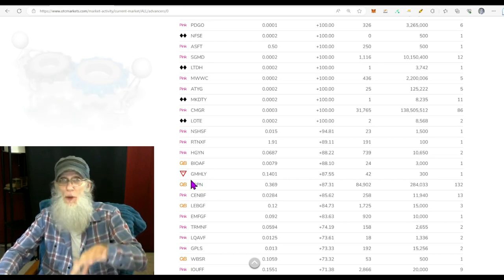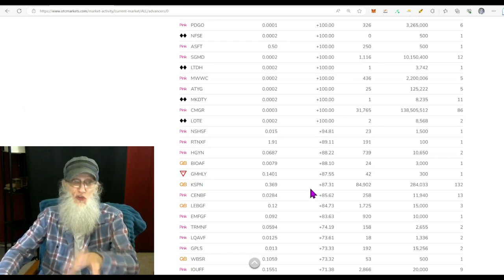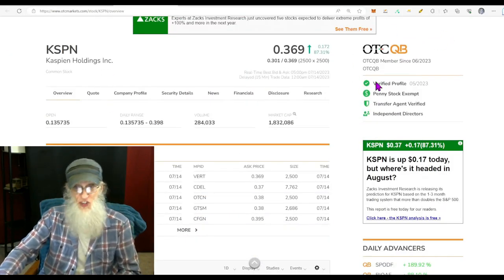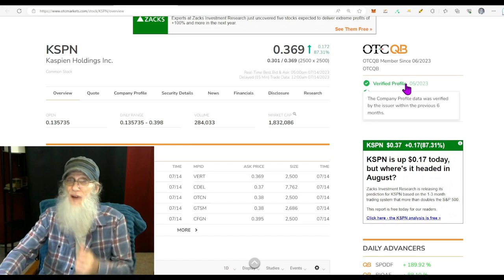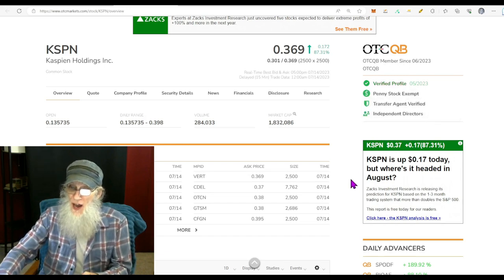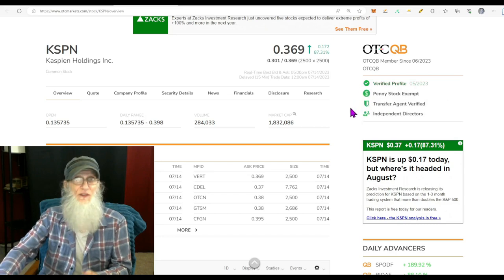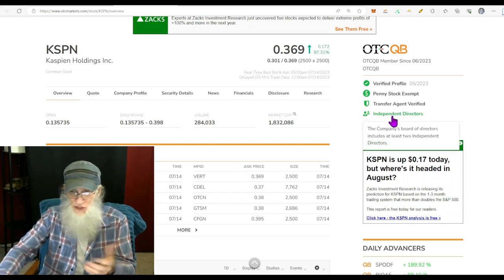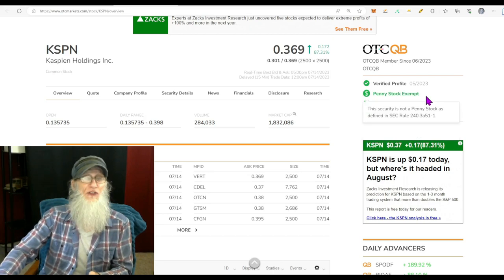But I opened this up in a new tab because I didn't want to lose my spot here. So we jump over here to check out KSPN. She is on the middle tier. She's getting her financials audited. She has got that transfer agent verified and verified profile. This is validated information behind the scenes. We have independent directors. This means they have intentions of uplisting. That's good too. And they're penny stock exempt.